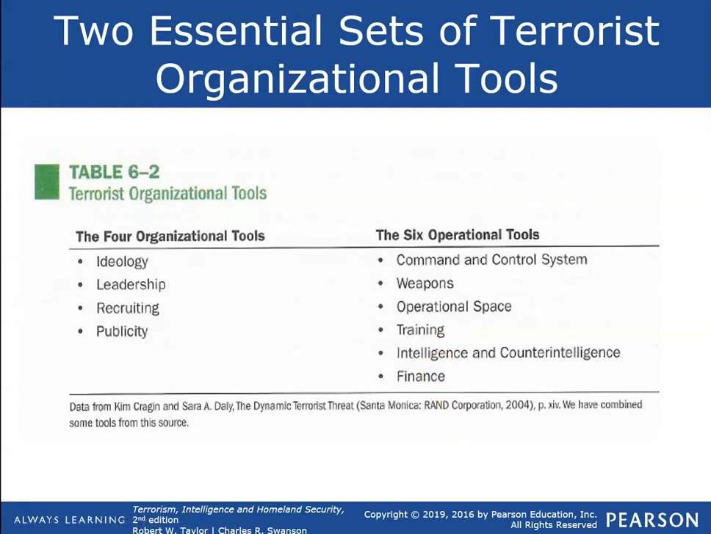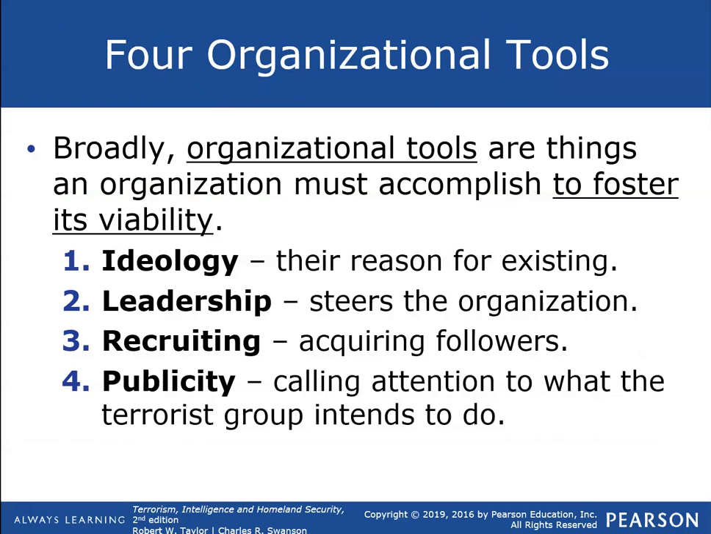We're going to walk through these individually. We're not going to spend too much time, but we'll at least brush over them so you have a better understanding of what we're talking about. Hopefully that makes sense. Okay, so again, broadly, the 4 organizational tools are things that an organization must accomplish in order to foster its viability. I'll list them, and then we'll go through them individually.